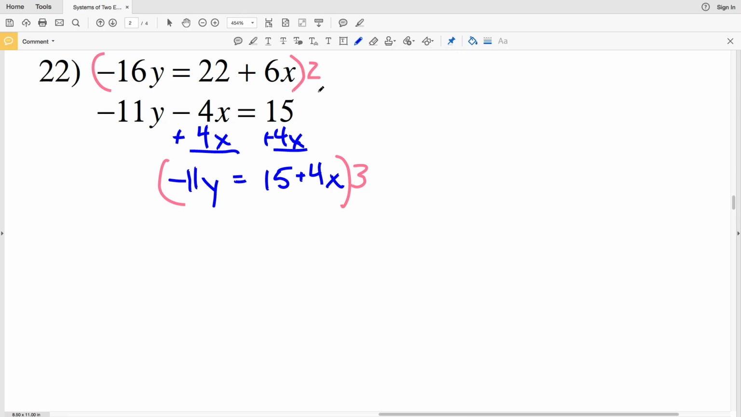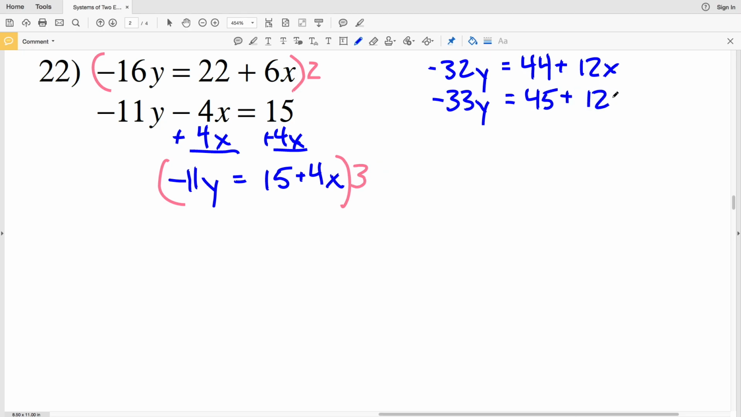So multiplying that top equation by 2, 2 times negative 16y will be negative 32y, and that will equal 2 times 22, which is 44, and then adding that to 2 times 6x, which is 12x. Then multiplying 3 to this bottom equation, 3 times negative 11y is negative 33y, and that will equal 3 times 15, which is 45, plus 3 times 4x, which is 12x.